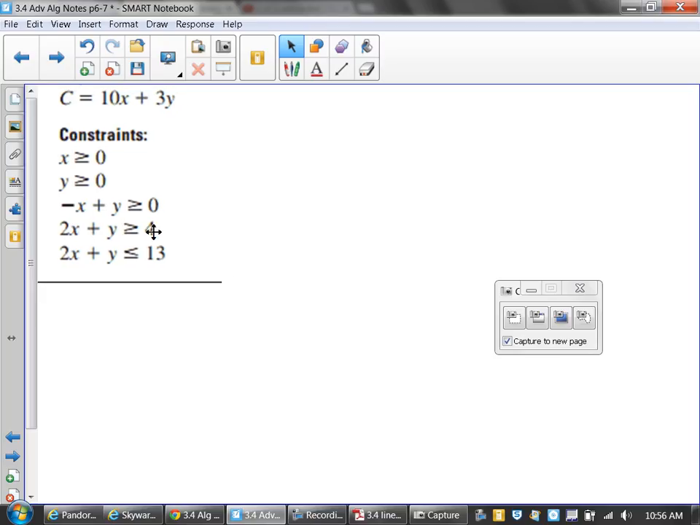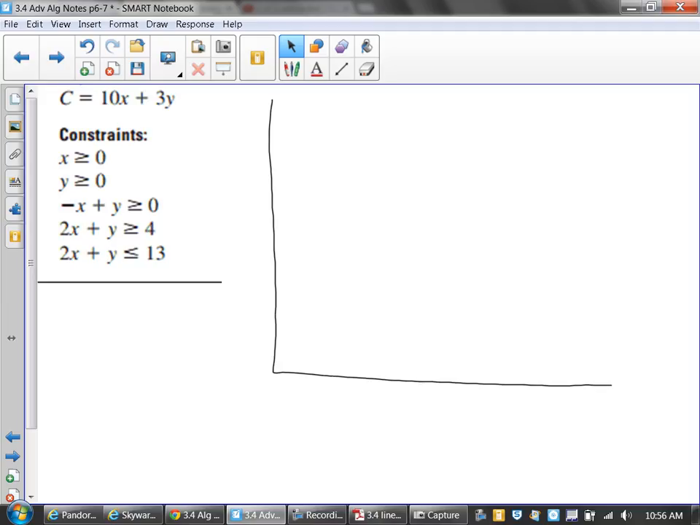First quadrant problem? Number 20. First one's a little weird because you have that negative x plus y is 0. Basically, that is the line y equals x. Slope of 1, and it's just going like this. All right? That's the line y equals x.